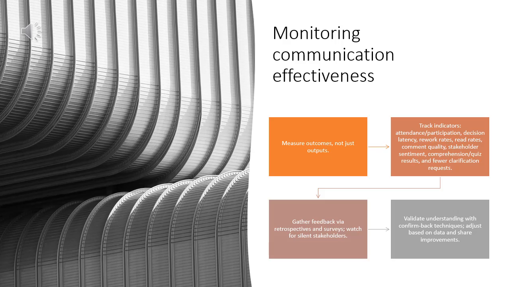Useful signals include attendance and participation trends, decision latency and rework rates, read rates and comment quality on updates, stakeholder satisfaction and sentiment, comprehension checks and quiz results. Fewer clarification requests over time. Collect feedback through retrospectives and surveys. Watch for silent stakeholders. Validate understanding with confirm back techniques. Adjust approach based on data. Share improvements so people see progress.